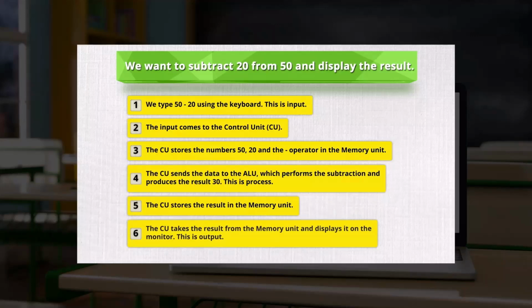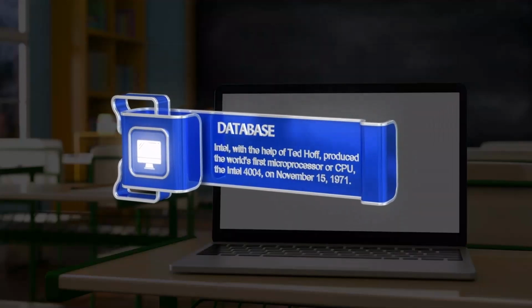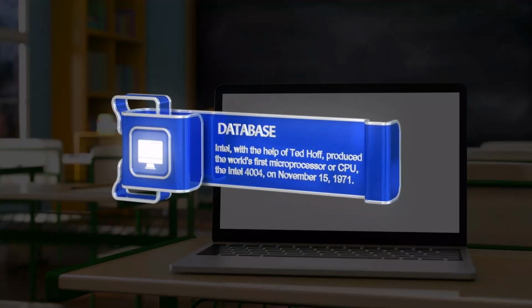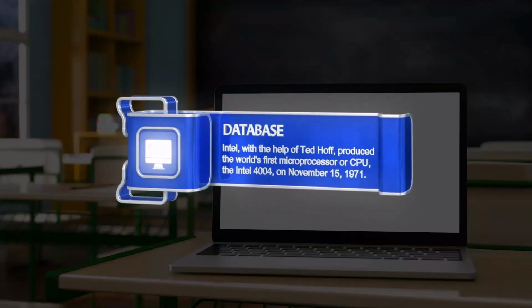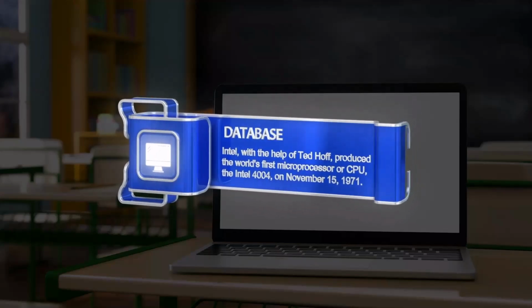This is output. Intel, with the help of Ted Hoff, produced the world's first microprocessor or CPU, the Intel 4004, on November 15, 1971.